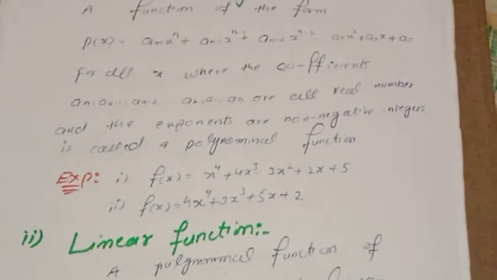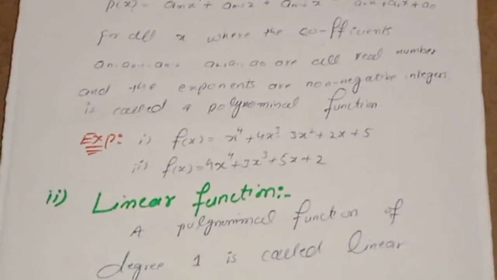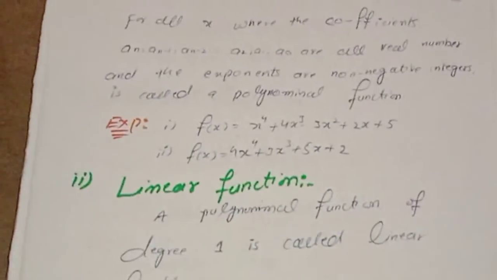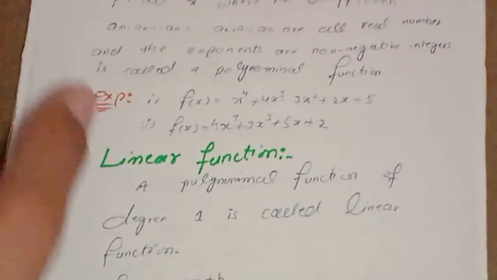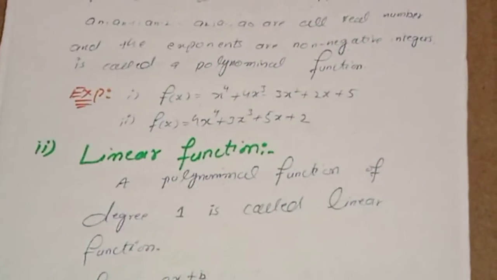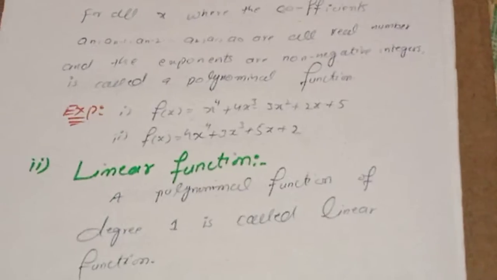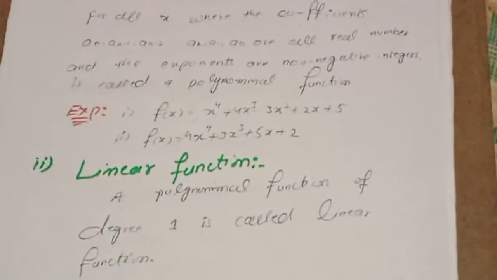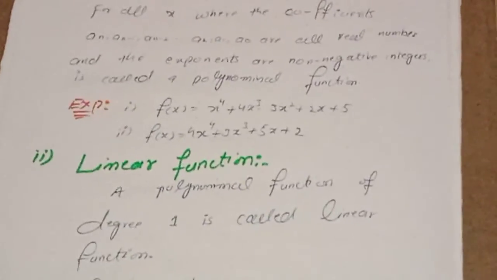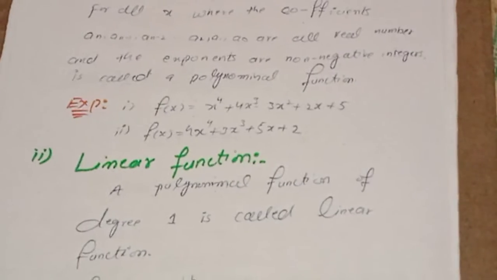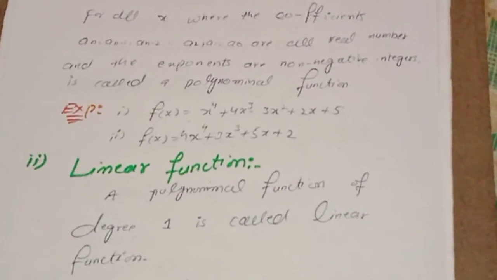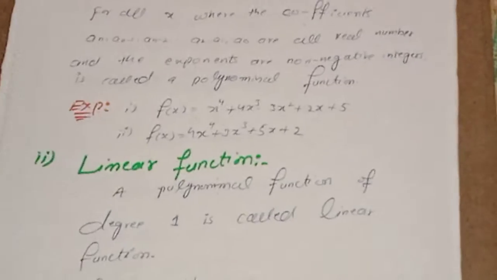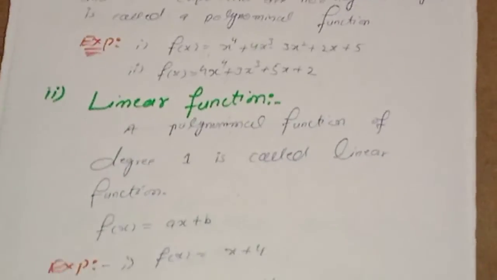It means that the power of the variable will be a whole number, so we can say that it is a polynomial. Example 1: if f of x is equal to x square minus 4x cube minus 3x square plus 2x plus y, it is a polynomial because the power of the variable is a whole number in each term. Number second: if f of x is equal to 4x power 4 plus 3x plus 5x plus 2, it is also a polynomial because the power of the variable is a whole number.